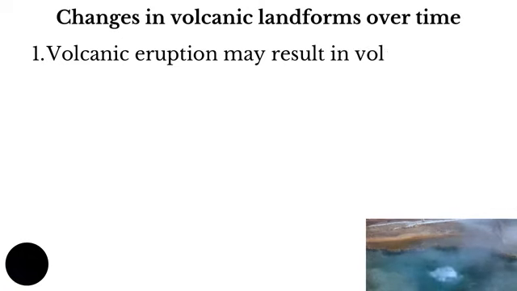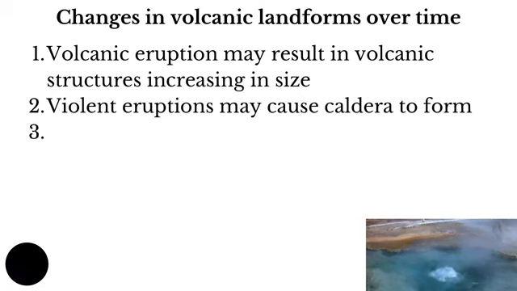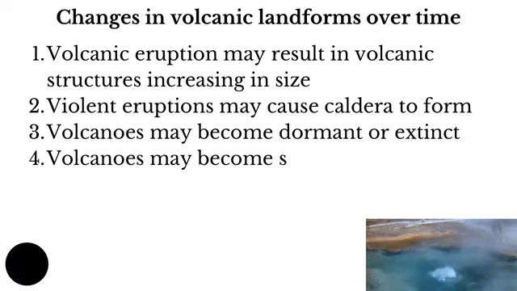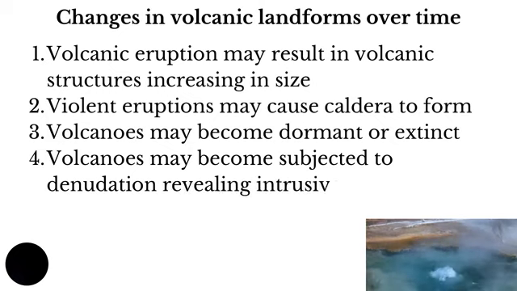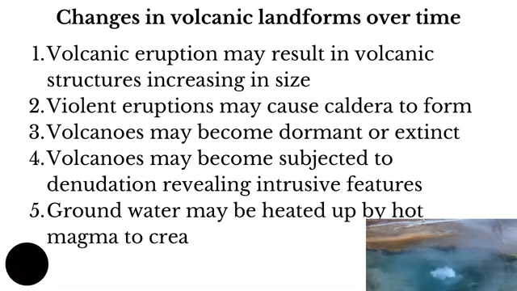Now, over time, volcanic landforms may change. For example, volcanic eruptions may result in existing volcanic structures increasing in size. On the other hand, violent eruptions may cause the top of a volcano to be blown off, and this will create calderas.